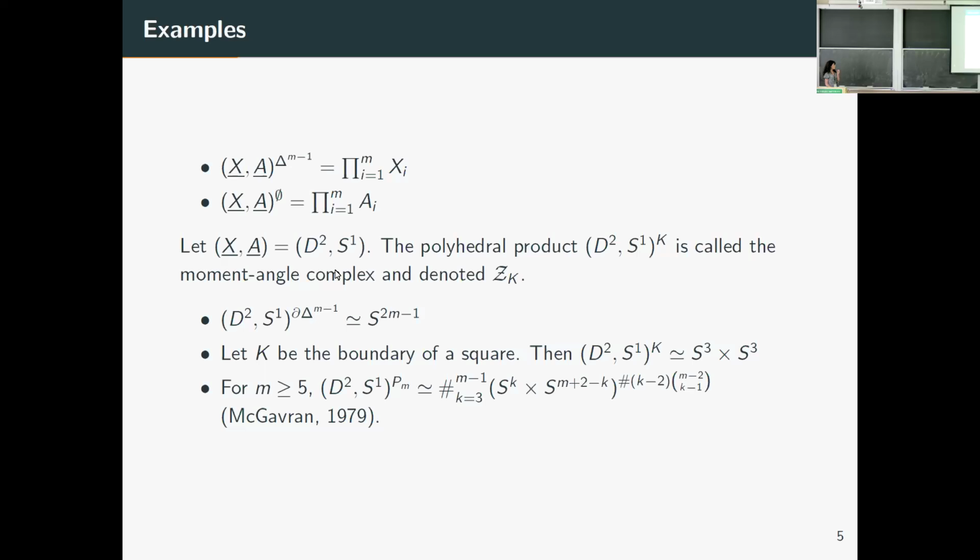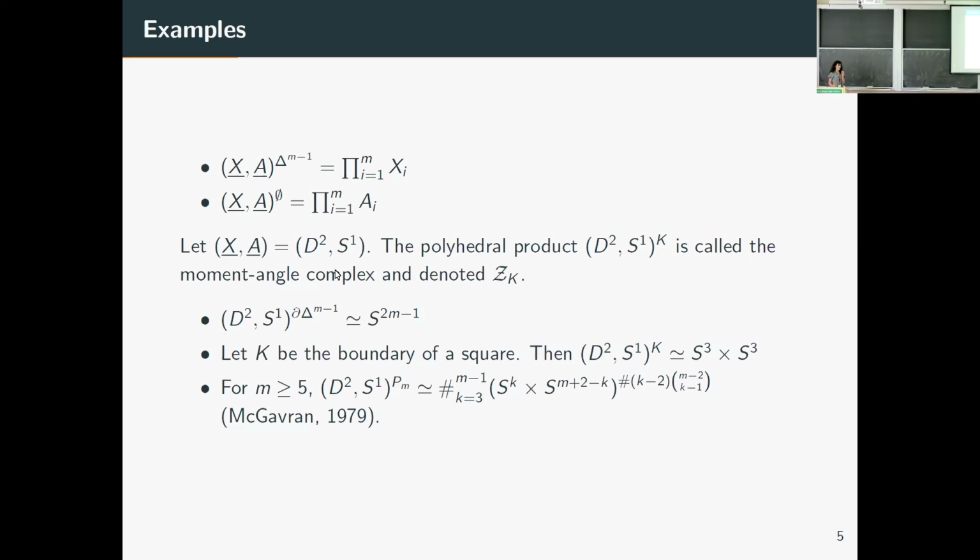So some examples of this: when we take K to be the boundary of an (M-1)-simplex, our moment angle complex is going to be homotopy equivalent to a sphere of dimension 2M-1. If K is the boundary of a square, then our moment angle complex will be the product of two three-dimensional spheres. And finally, for M greater than or equal to 5, if we take the moment angle complex on the boundary of an M-gon, we get this big connected sum.